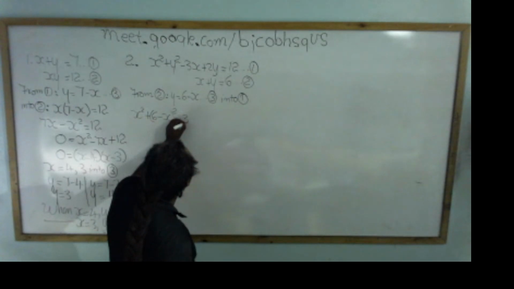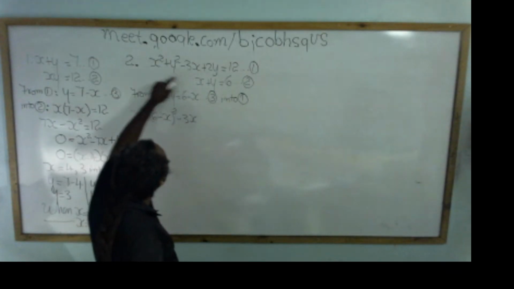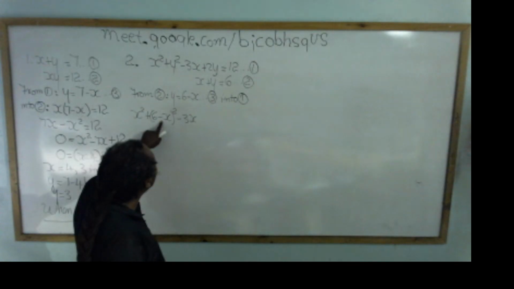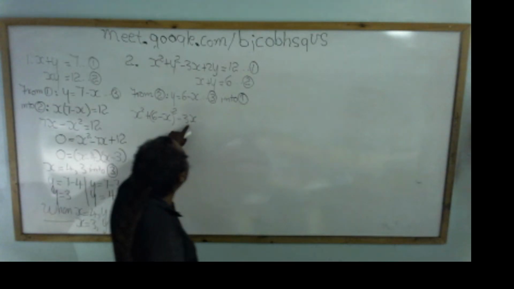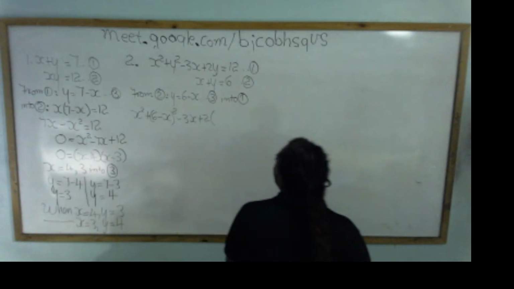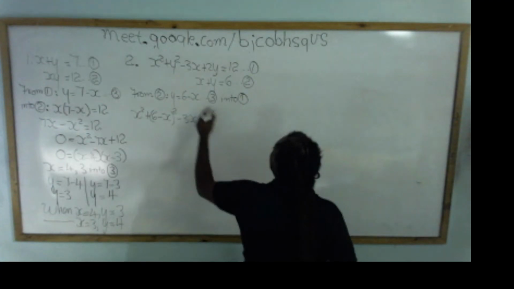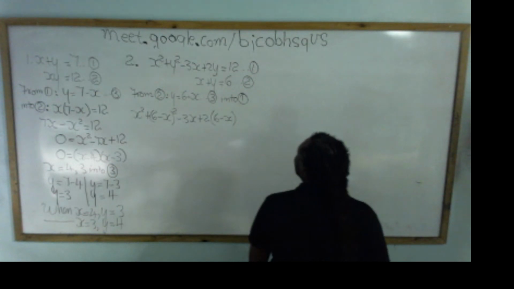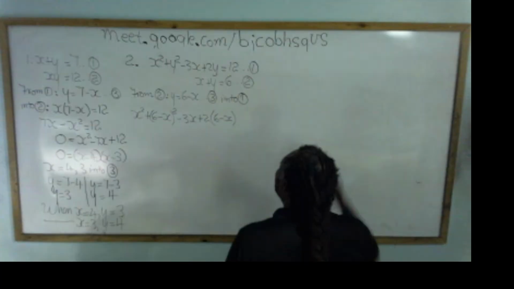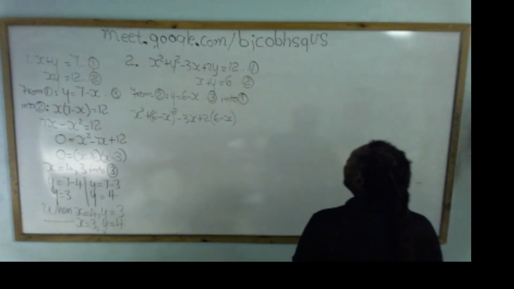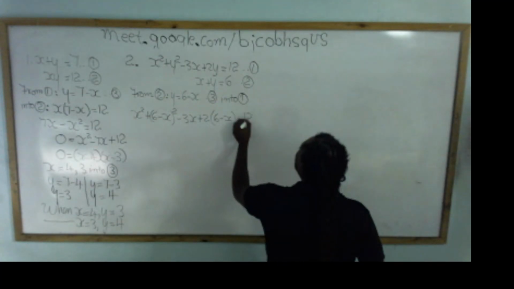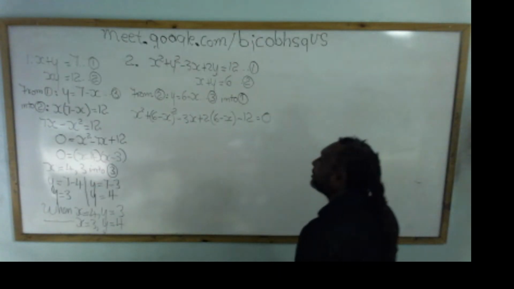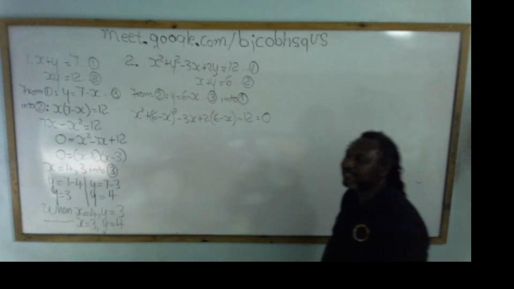Minus 3x. So we put everything: x squared plus y squared minus 3x plus 2y. What is y? Y is 6 minus x. 6 minus x. And then what do we do? Equal 12. Minus 12 is equal to 0. So instead of saying that it's equal to 12, we already take steps to ensure that the right hand side is 0.